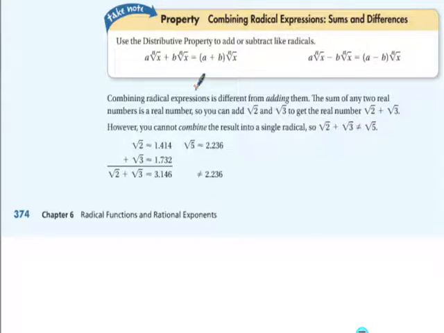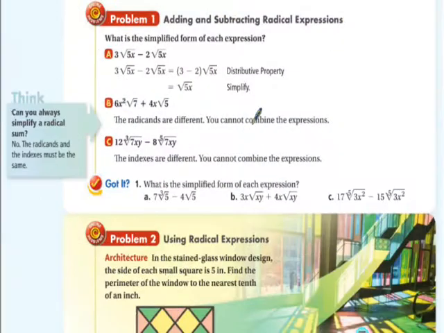Combining radical expressions is different from adding them, though, because the values aren't necessarily the same. The sum of any two real numbers is a real number, so we can add square root of 2 and square root of 3 to get a real number. However, we can't combine them into a single radical, and that's proven right here. Square root of 5 equals this, and when we add square root of 2 and square root of 3, we get this, which is why we can't add them together.